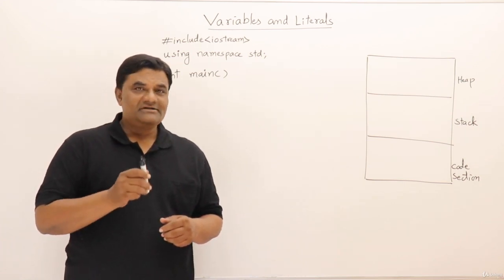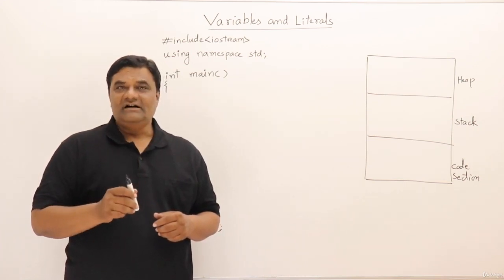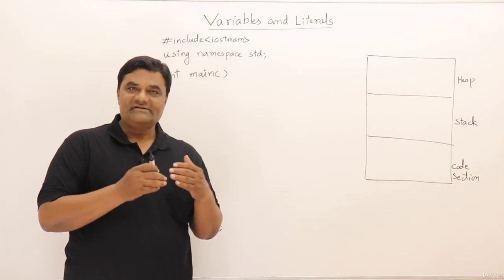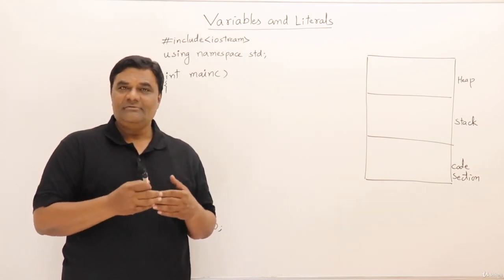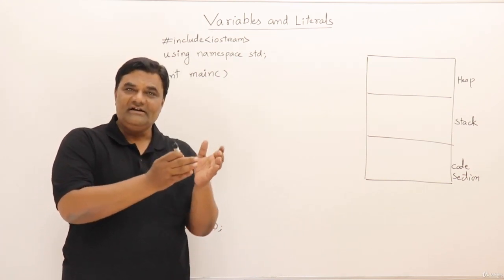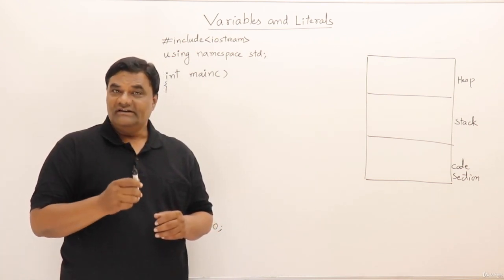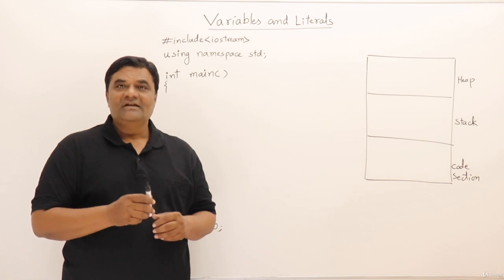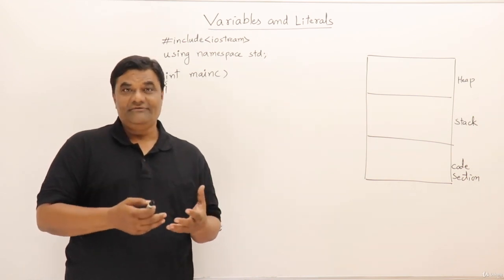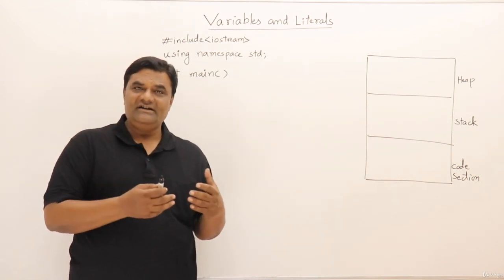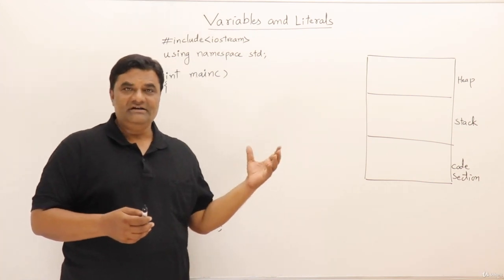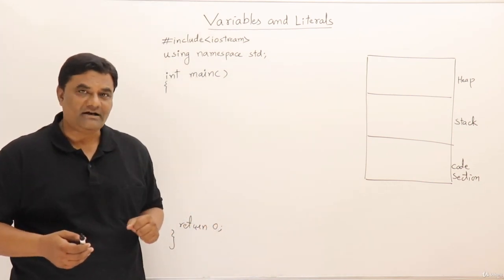Next topic is variables and literals. Variables are used for storing the data inside the program. During the runtime, a program will store the data in variables. Variables are also called identifiers, or the name given by a programmer. A variable must be declared before it is used. So when we declare a variable, it will occupy some memory during the execution time of a program.